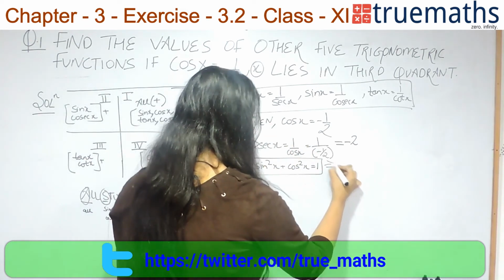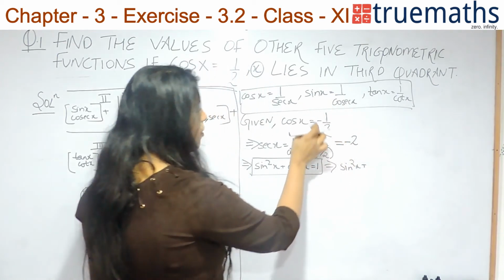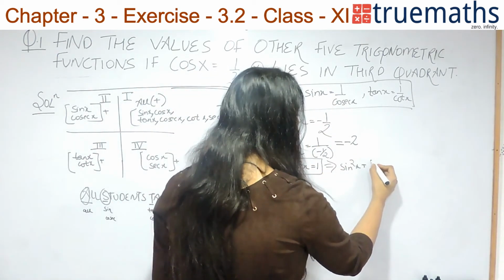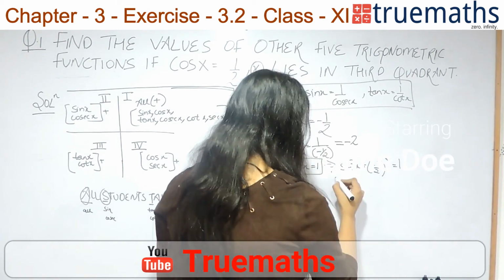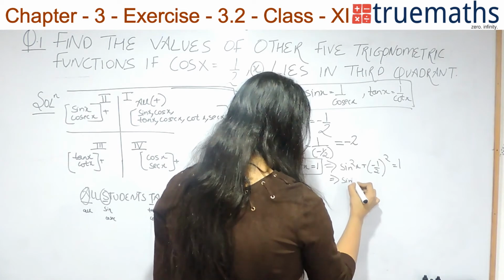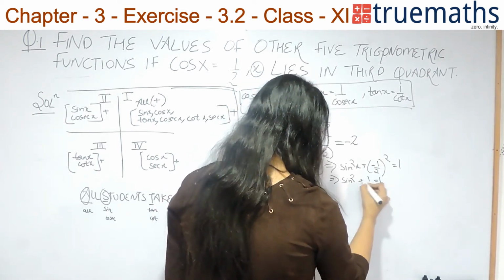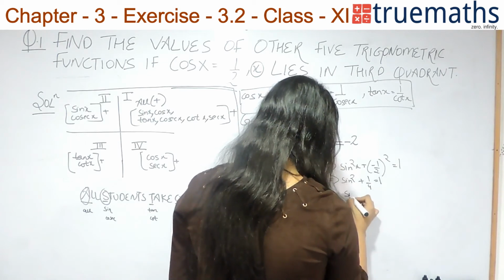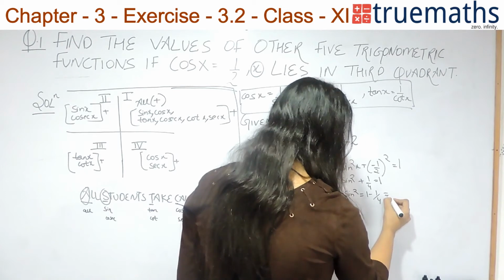So I can say that sin square x plus cos x value I have been given, that is minus 1 by 2, minus 1 by 2 whole square, is equal to 1. So I can say sin square x plus 1 by 4 is equal to 1. Okay, so I can say sin square is equal to 1 minus 1 by 4, which is equal to 3 by 4.